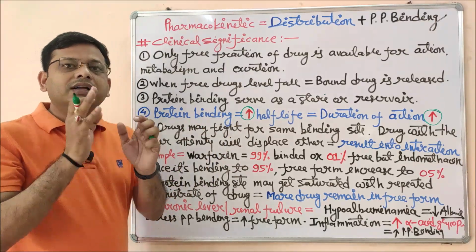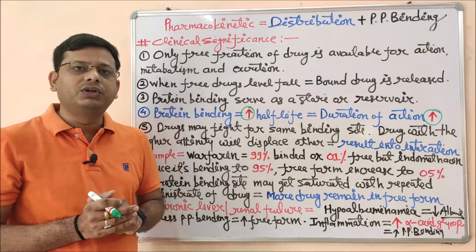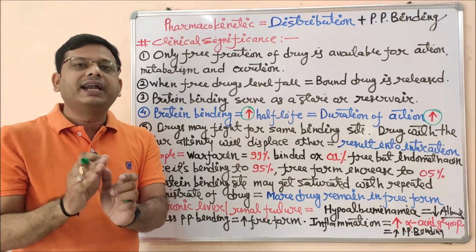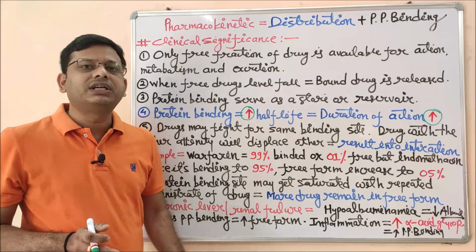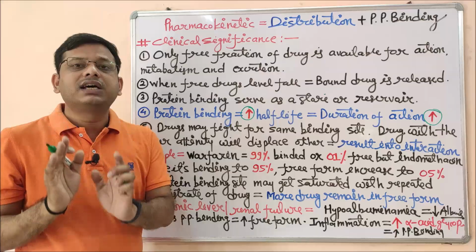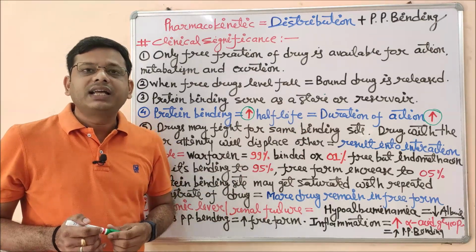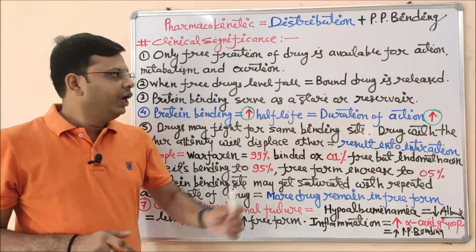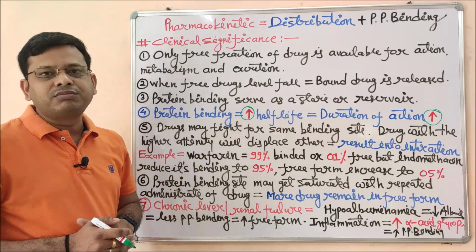What is the half-life? The half-life is the time at which the concentration of the drug remains half of its initial concentration, or half of the initial concentration gets eliminated, either from the plasma or from the blood or body. That is known as half-life. And the duration of action is the maximum time till which the effect of the drug persists in our body. So these two factors can be governed by plasma protein binding.